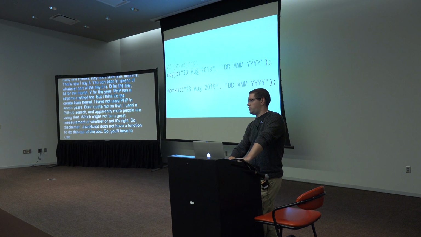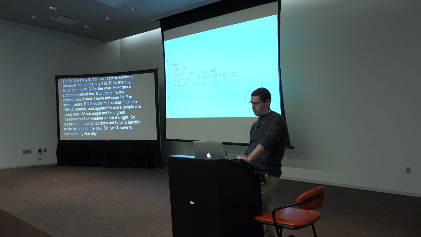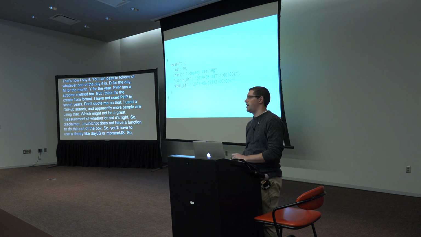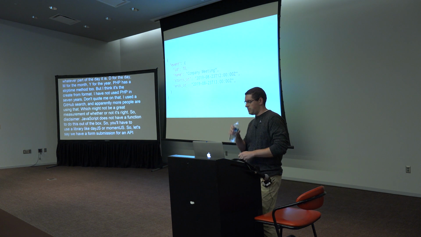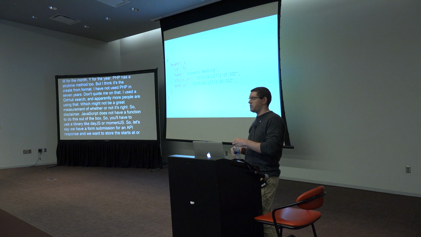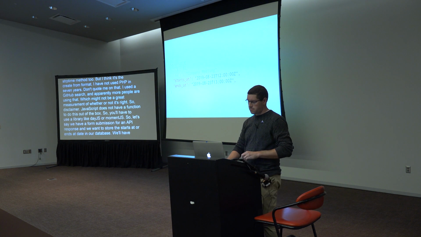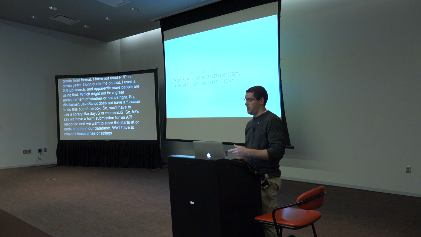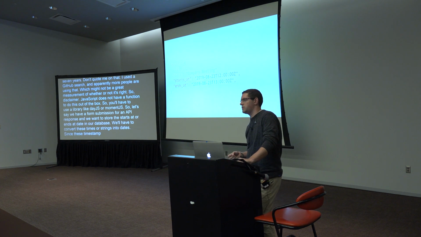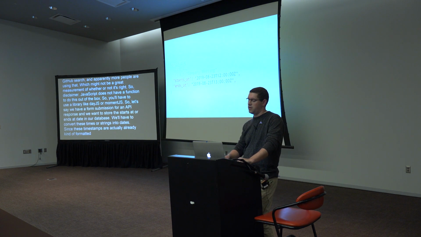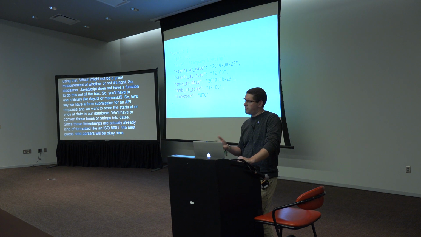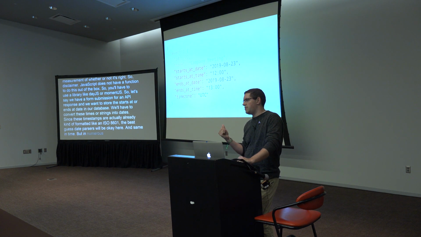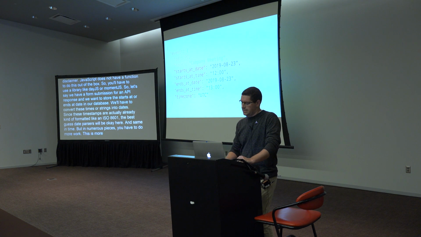like day.js or moment.js. All right, so let's say we have a form submission or an API response, and we wanted to store the starts at or ends at date in our database. We'll have to convert these strings into dates. Now, since these timestamps are already kind of formatted like ISO 8601, our best guess date parsers are probably going to be just fine here. And same if they use Unix time. But if they're sending it to you in numerous pieces, you'll have to do some more work. This might be more common if you're using a date picker in an HTML form.